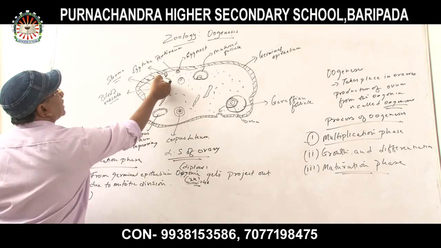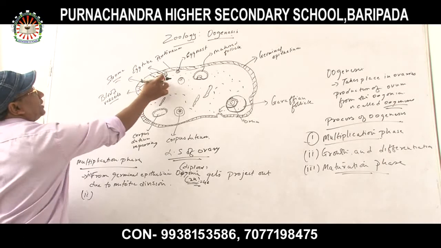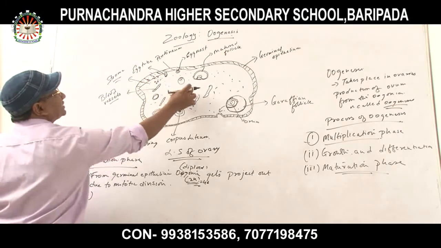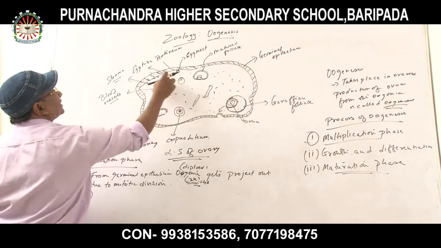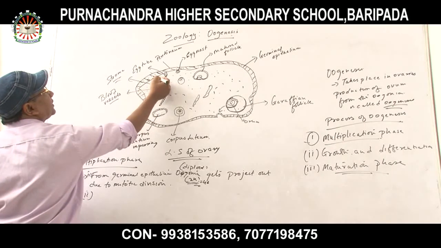the oogonia will get to which part? The stroma. So this is the peripheral part of the stroma, and this is the central part of the stroma. From the germinal epithelium, oogonia is projecting out from it.